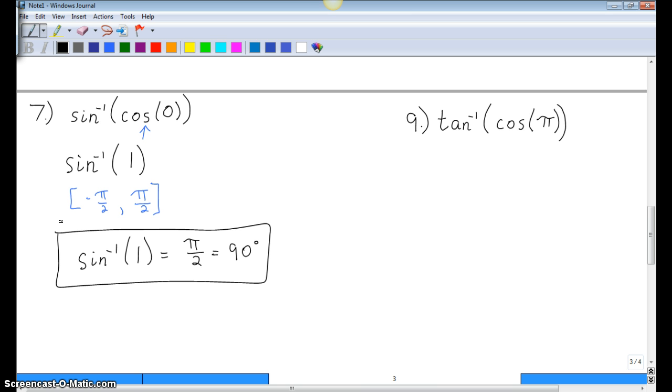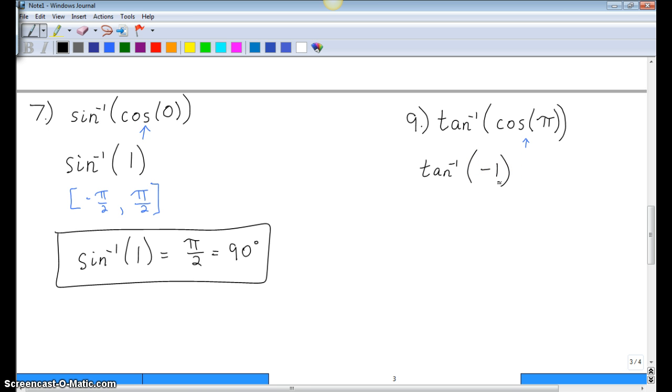Now, on to number 9. We're going to do the same thing. We're going to evaluate cosine of pi. If you need to, take a minute, pause the video, reference your unit circle. Otherwise, if you don't need to, let's move forward. Cosine of pi. Well, pi is 180 degrees. That should, as you well know, give us negative 1.